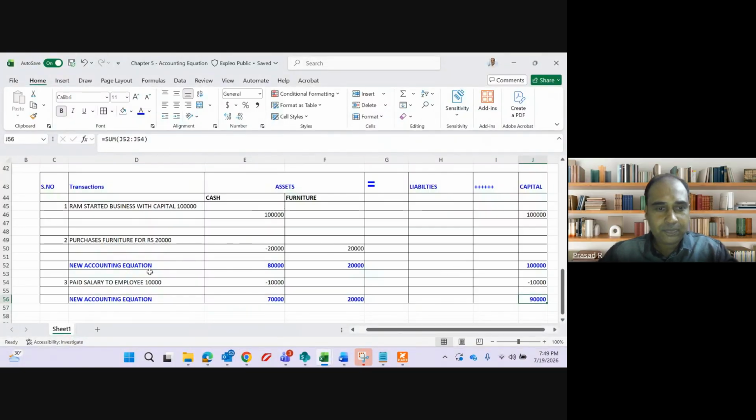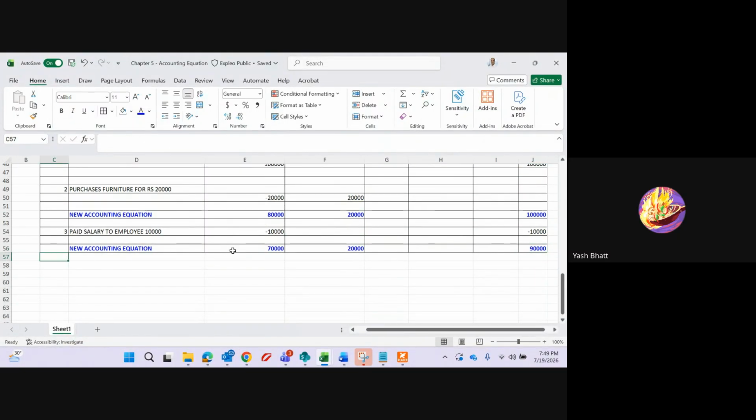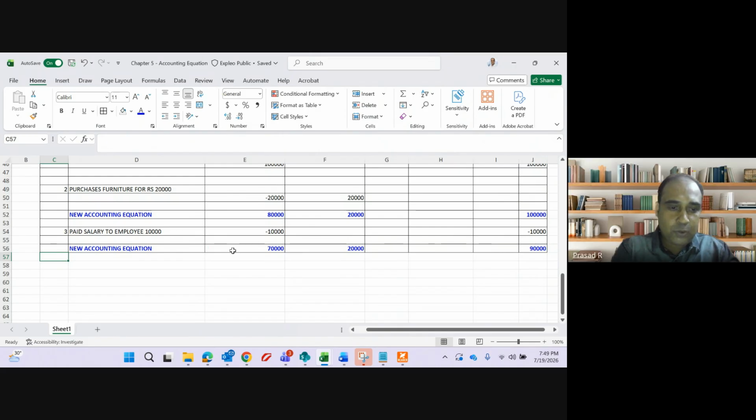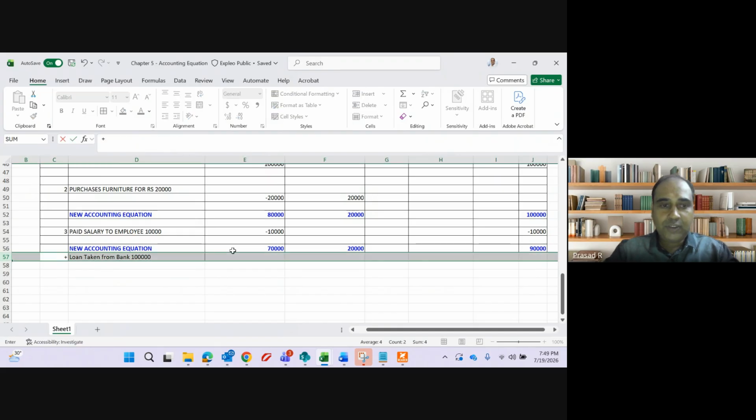Any doubt, guys? Let me take one more example now. These are all examples that I am making. Loan taken from bank, 1 lakh rupees. Which are the two accounts involved, guys?